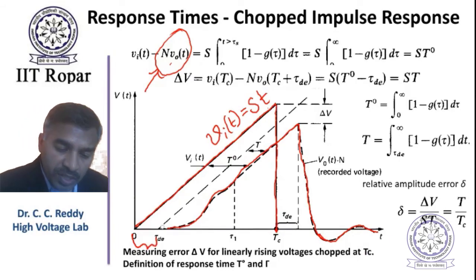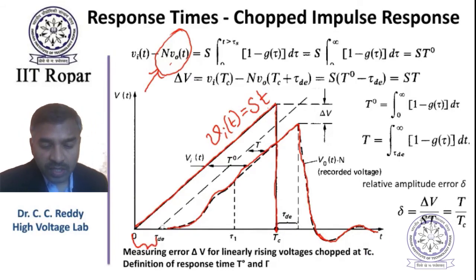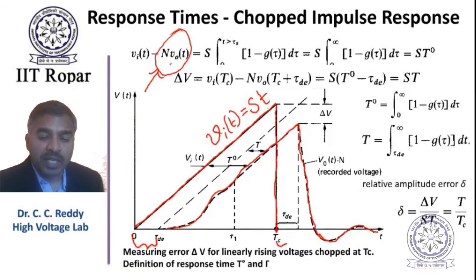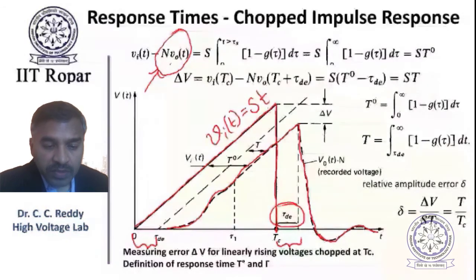This is observed in step response also. So here that delay will reflect like this. But due to that delay, this function will again continue after TC, after chopping also, for this delay time TDE. But it will not reach the maximum. So this is the reason. Delta V, this is the mathematical explanation here.